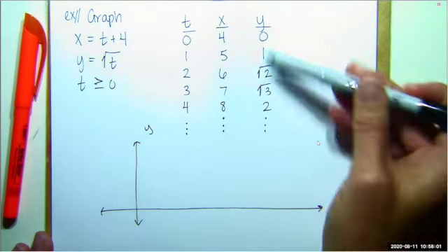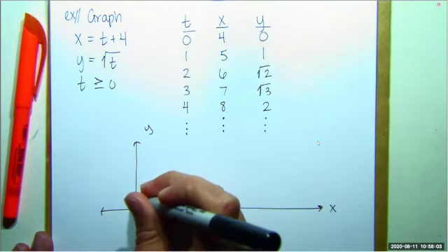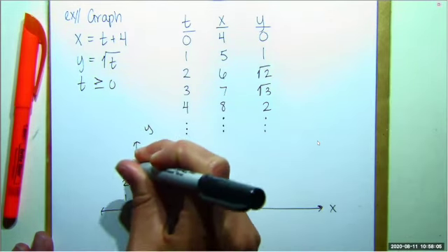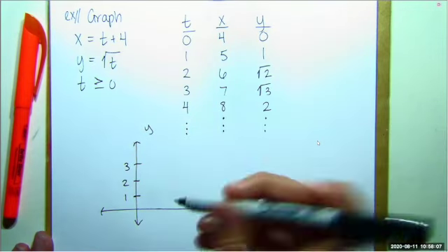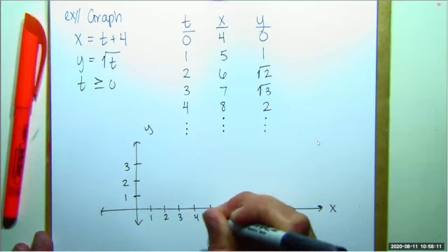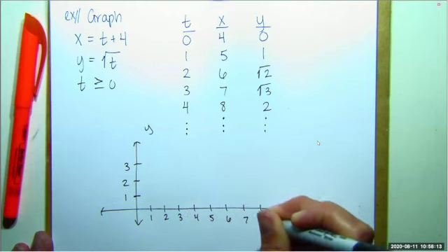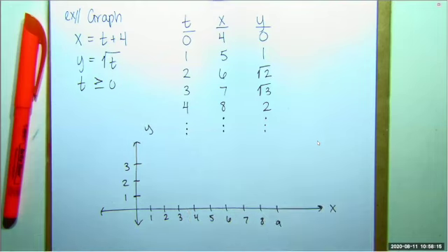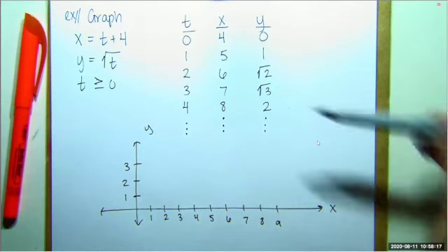So we see y going from 0 up to 2. So let me put some of these on here, 2, 3. And x goes from 4 to 8. So 1, 2, 3, 4.